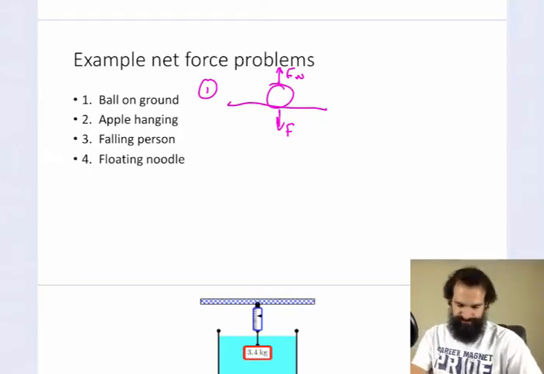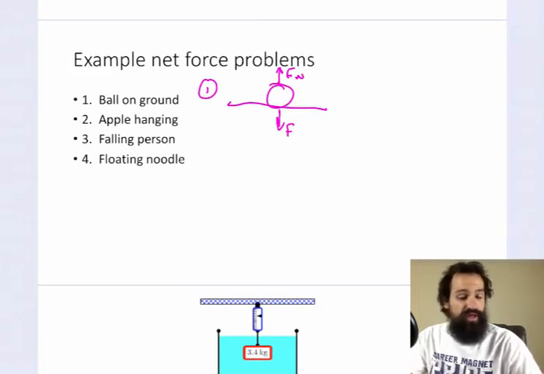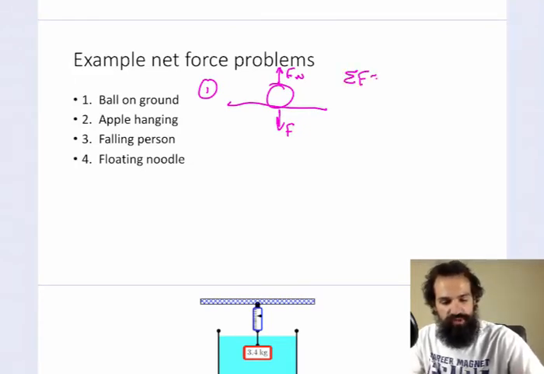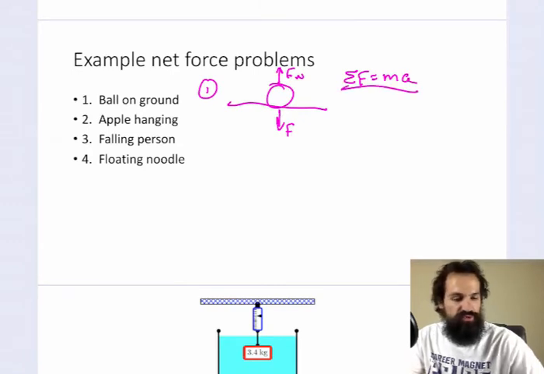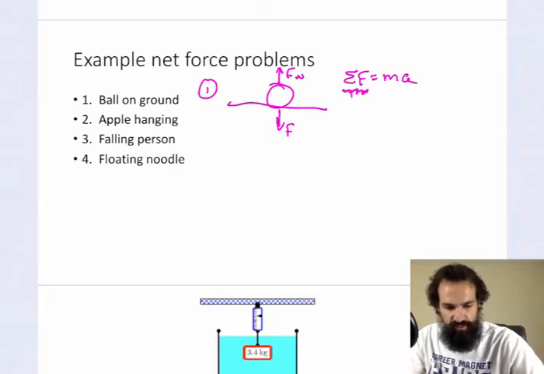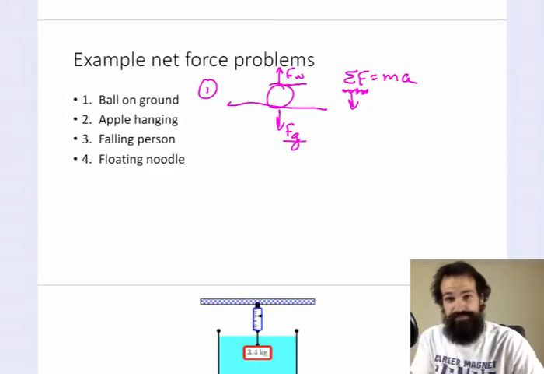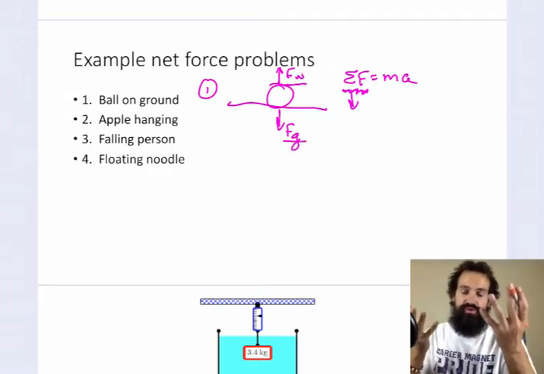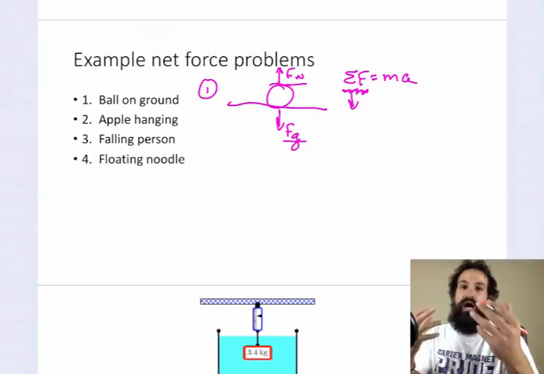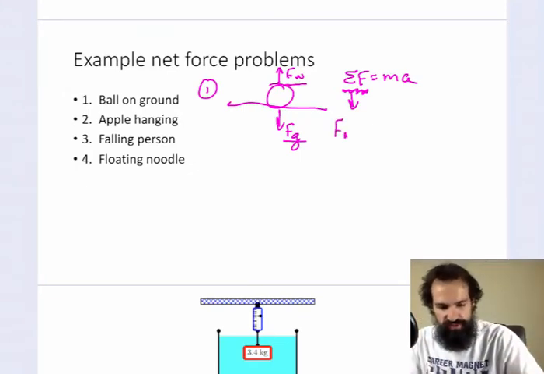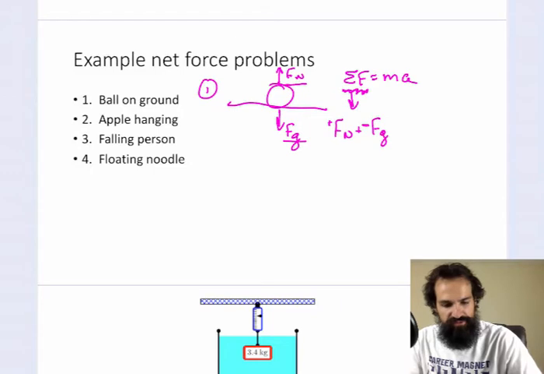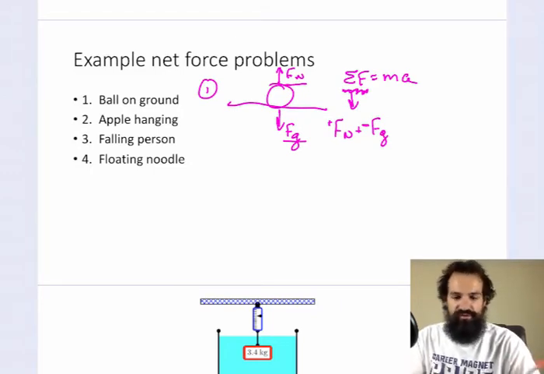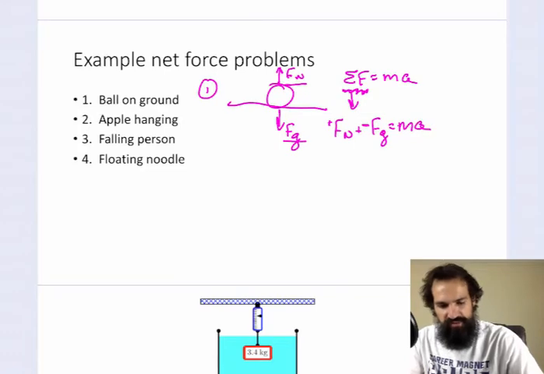But now we need to write the net force equation. Always start with that equation. Always start with net force equals mass times acceleration. And now the sum of all of the other forces, we're going to put them in here. We have normal force and we have the force of gravity. So normal force plus force of gravity, but also taking into account the signs. So normal force is up, so it's positive, and force of gravity is down, so negative. So normal force minus the force of gravity is still equal to mass times acceleration.